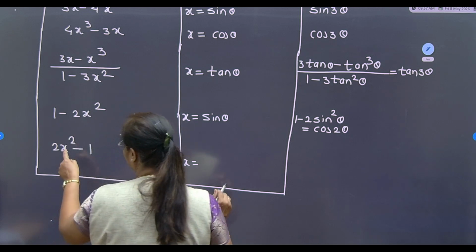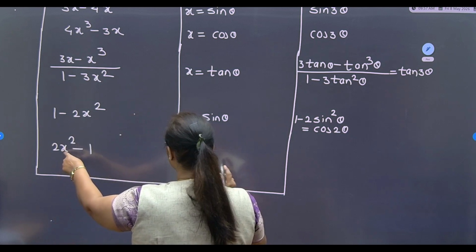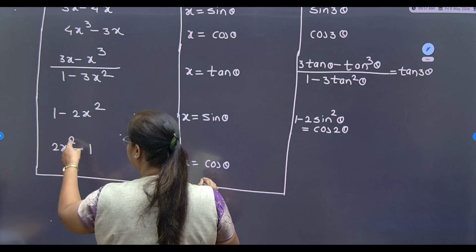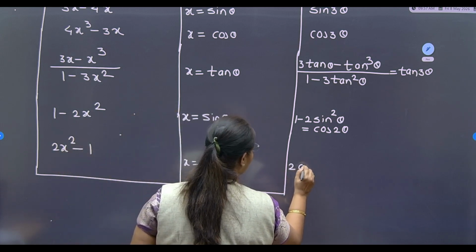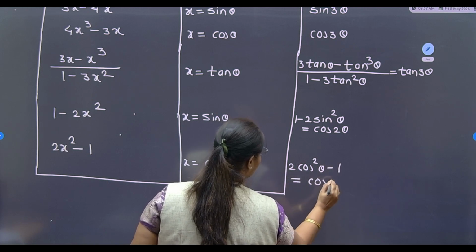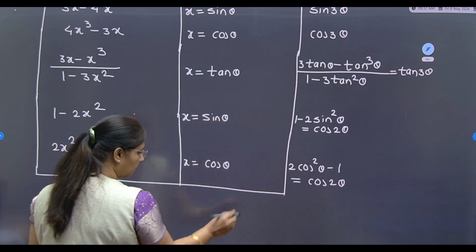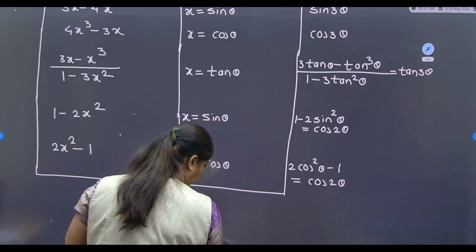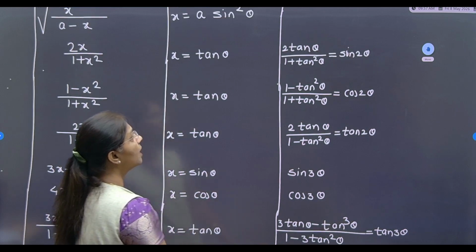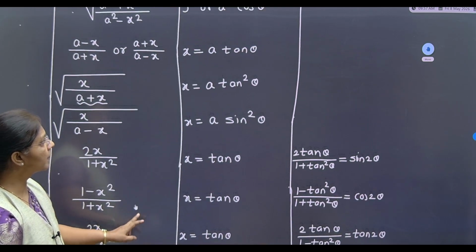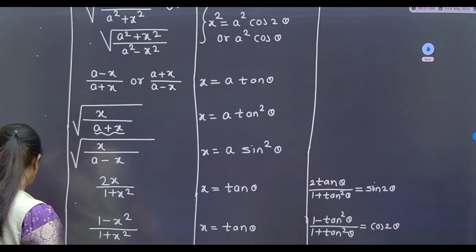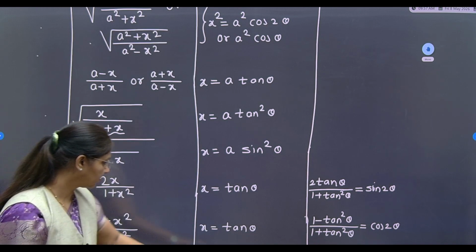Next formula, put x is equal to cos theta. Okay, 2 cos square theta minus 1, and this is a formula of cos 2 theta, double angle formula. These all are the results. Okay, most important for topics derivatives, integration and trigonometry. Yes. Okay.